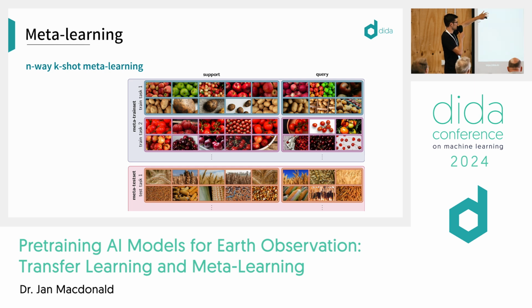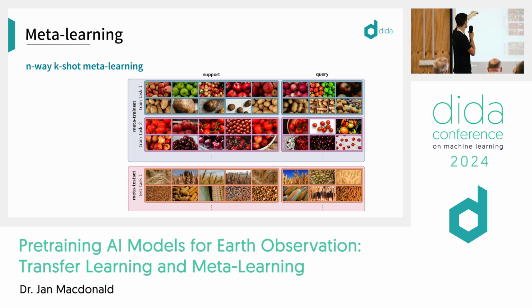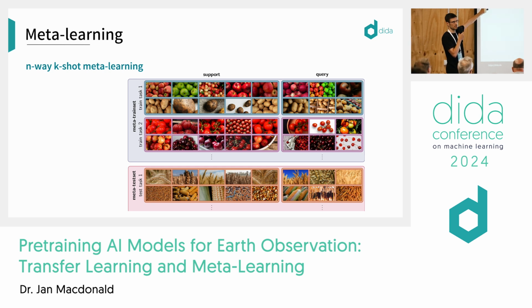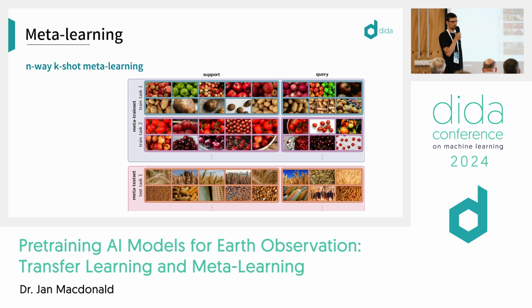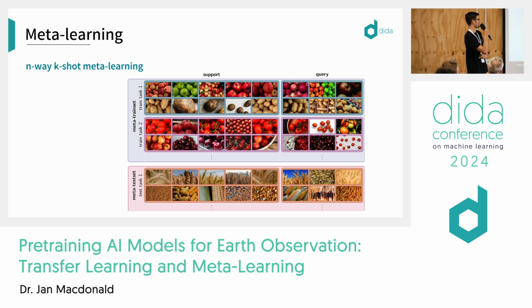Now, n-way k-shot means that for each of these individual tasks, we will have n different classes per task, so in this case, 2. And k-shot means that we show the base algorithm that learns on a single task k examples per class in the support data set. So here k is equal to 5. Right, okay. This is the data that we use.